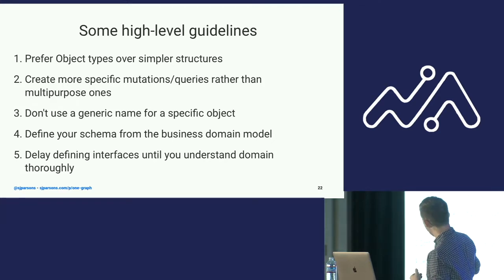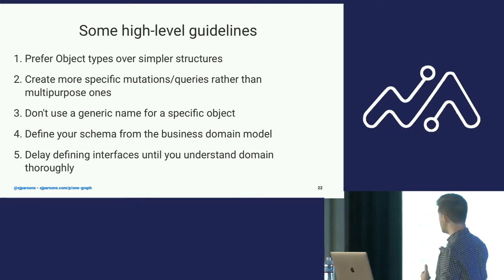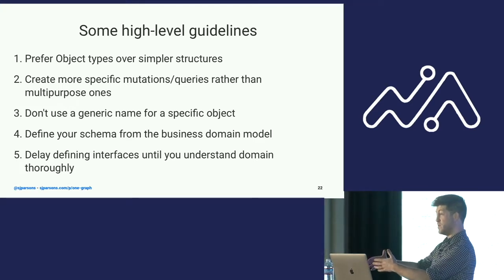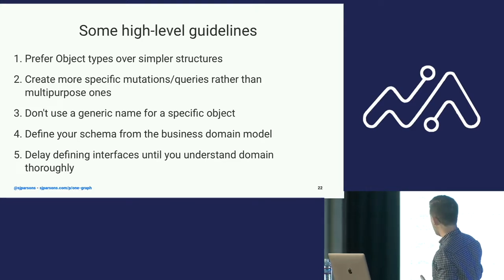And if you're using a generic name for something that actually is fairly specific, you're kind of land grabbing and sitting on something that's actually prime real estate for something else. There's a limited, finite set of possible names for types within your unified graph. So thinking about that early on is important, I think.